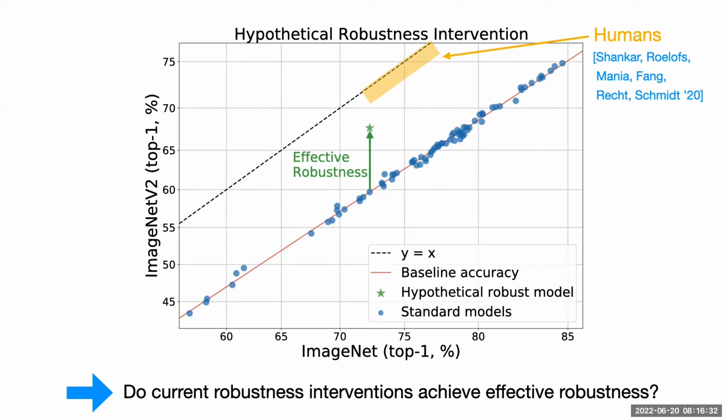Then the big question is, do any of the current robustness interventions that people have developed in the community, that Aditi mentioned in the previous talk, achieve effective robustness on these distribution shifts in our testbed? Any questions about the setup? No? Okay, good. Then let's dive into the results.